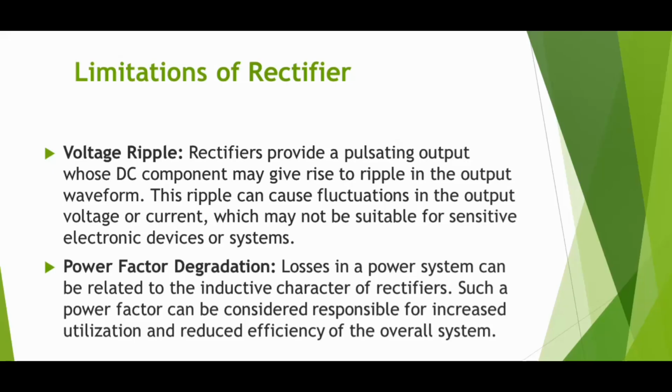Limitations of rectifier. First one is voltage ripple. A rectifier provides a pulsating output whose DC component may give rise to ripple in the output waveform. This ripple can cause fluctuations in the output voltage or current, which may not be suitable for sensitive electronic devices or systems.